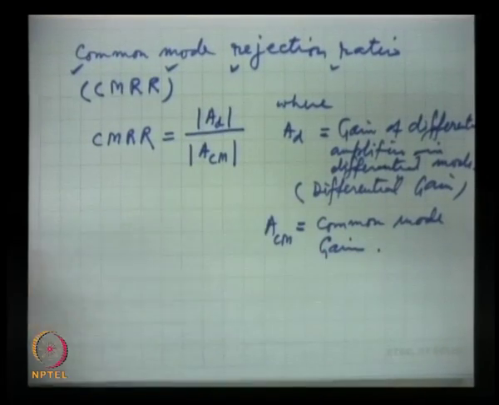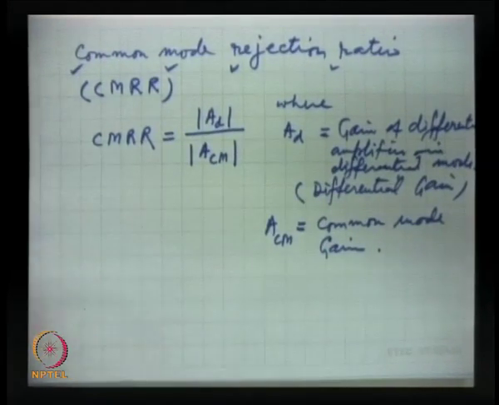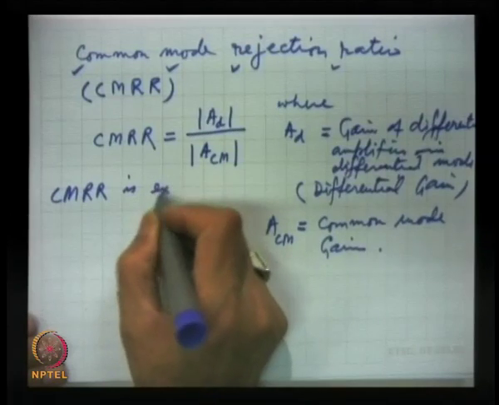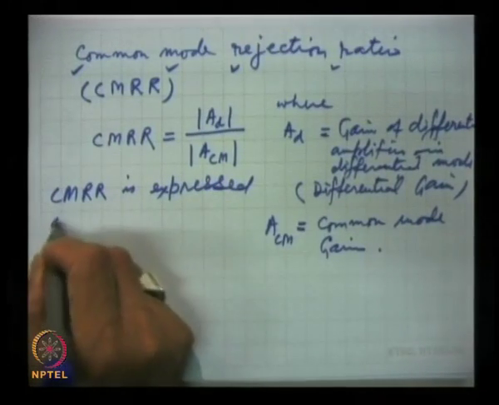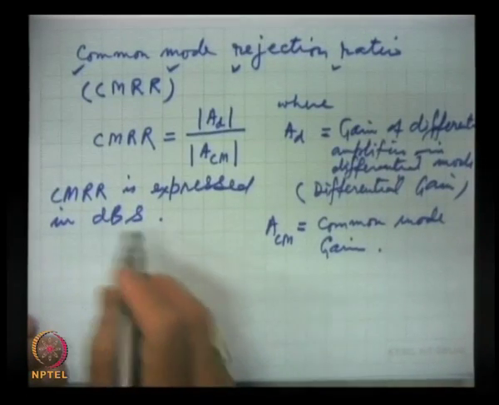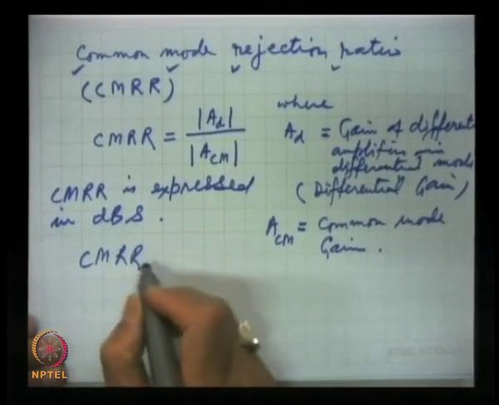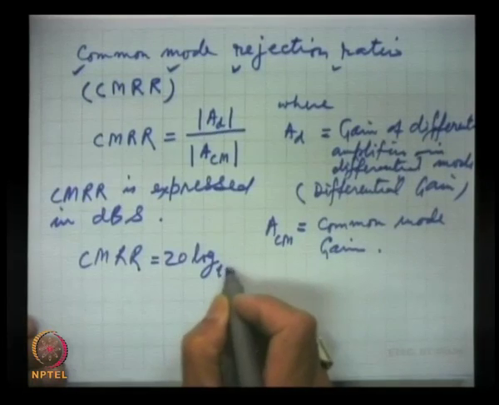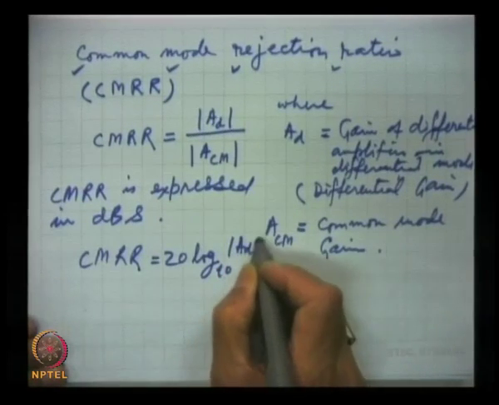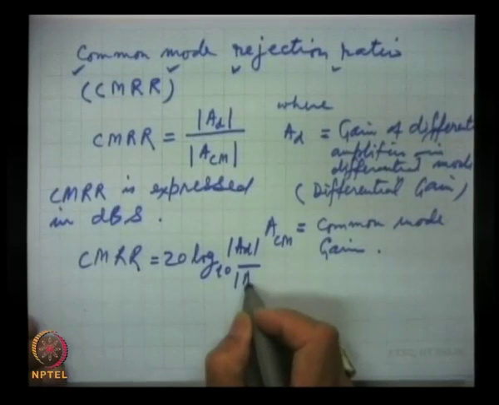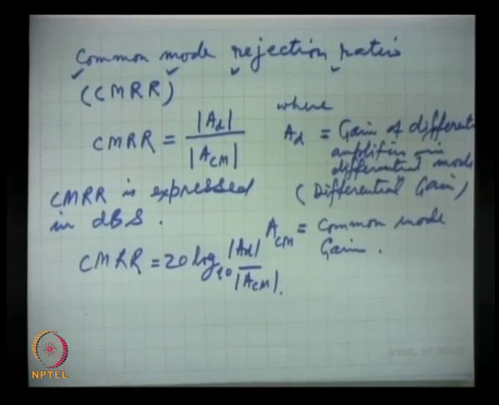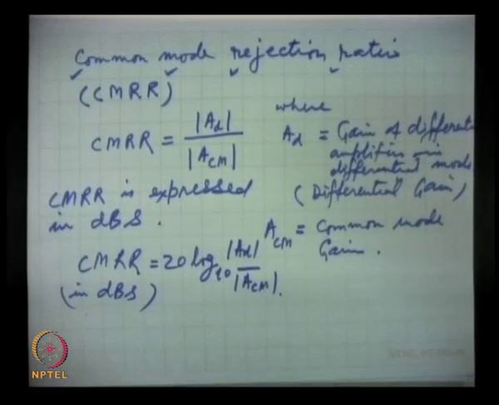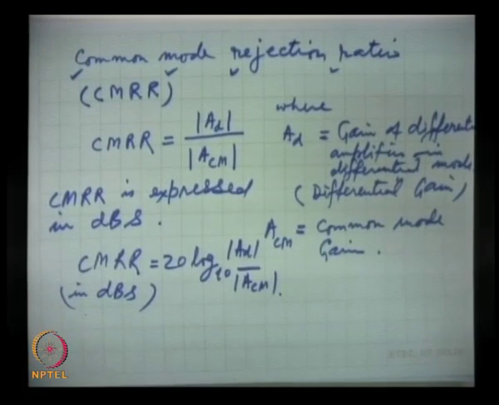So, this ratio gives CMRR, and normally the common mode rejection ratio is expressed in decibels, in dBs, and then CMRR is equal to 20 log base 10 of AD by ACM. This is common mode rejection ratio in dBs.